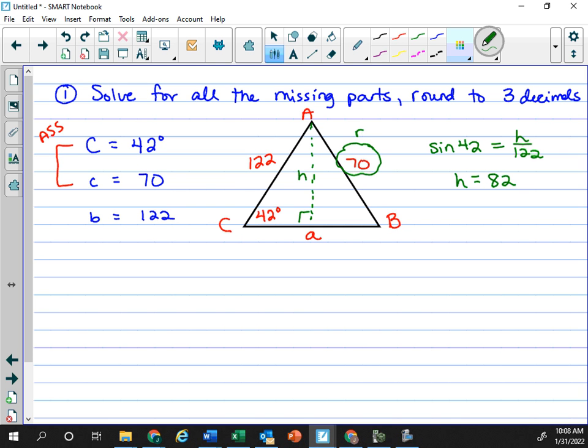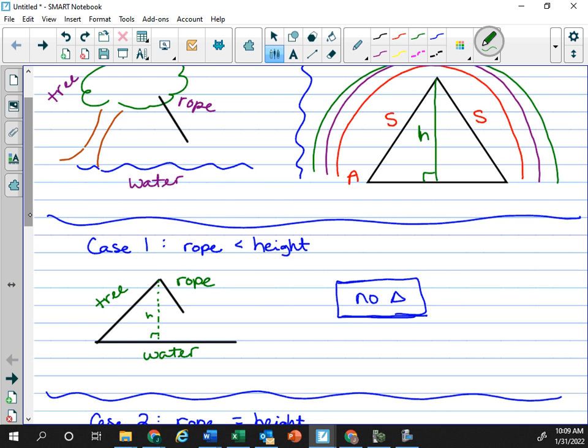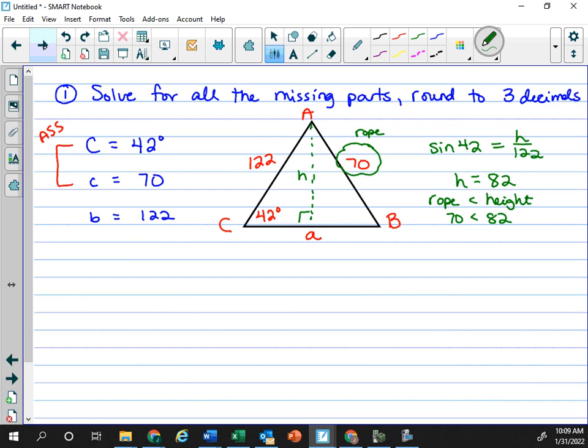Okay, remember this is our rope. So what do you think? Is the rope less than, greater than, or equal to the height? Less than. The rope is less than the height. All right, 70 is less than 82. What does that tell us? Yeah, no triangle, right? That was case 1. Rope less than height, no triangle. So you just tell me, no triangle, there's nothing to solve for, and we're done with the problem.